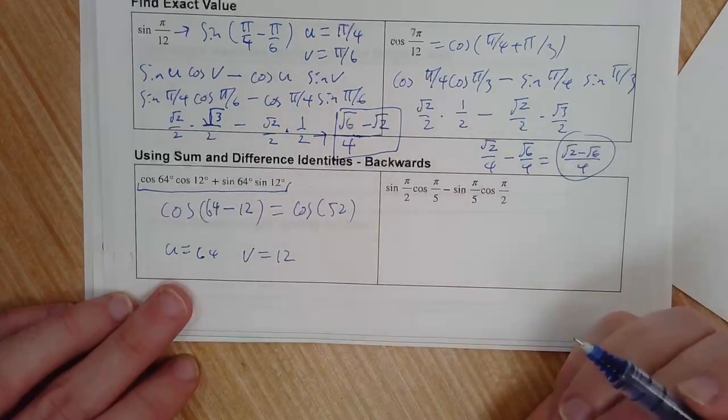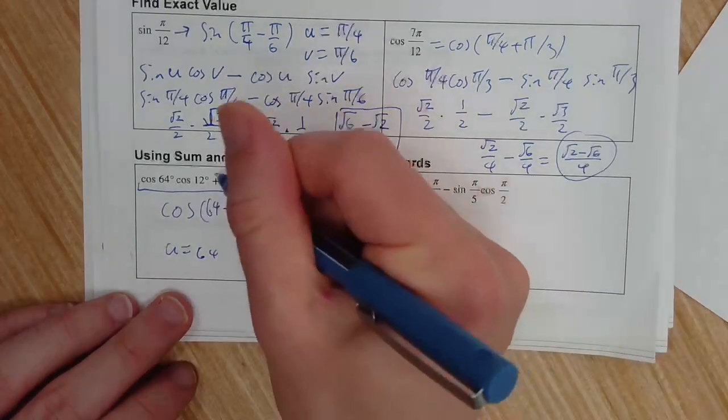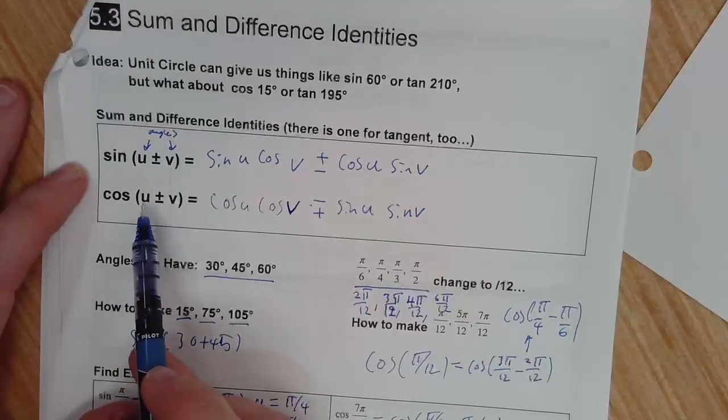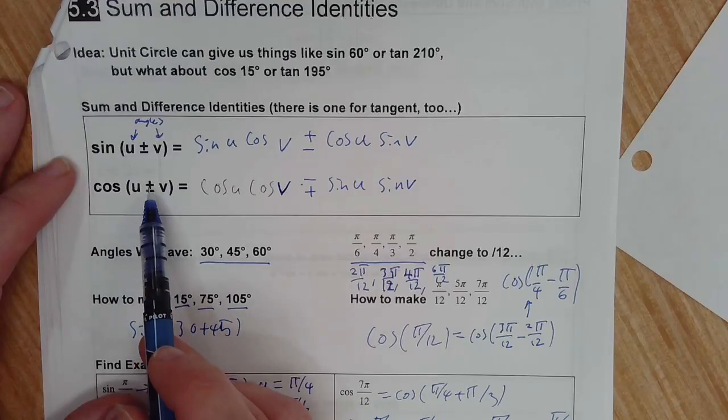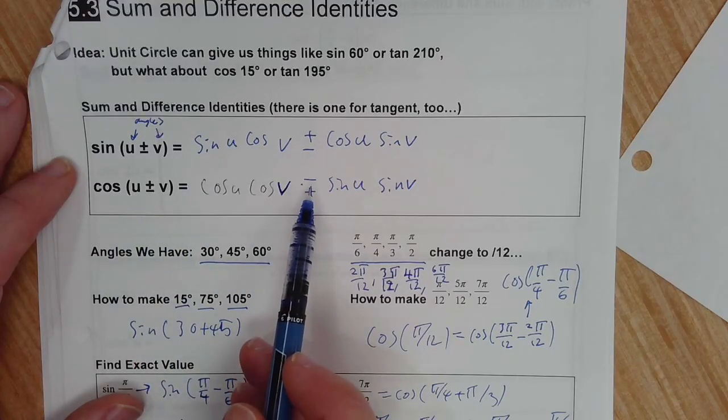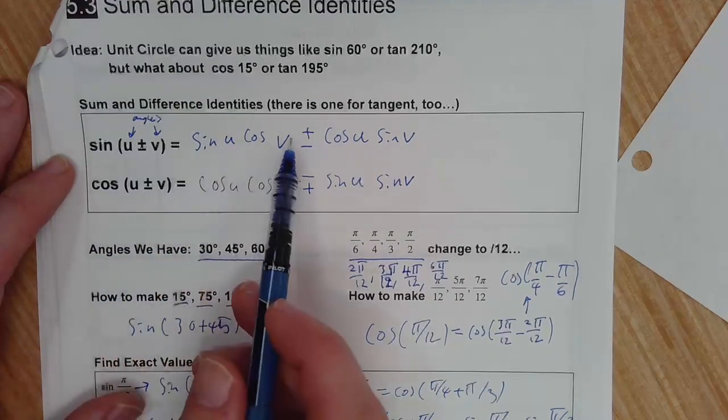Whether it's addition or subtraction? Because this is a plus here, it must be a minus here. If you go back up to the rule, plus in cosine means minus in the expression. Plus in sine stays the same, plus here.